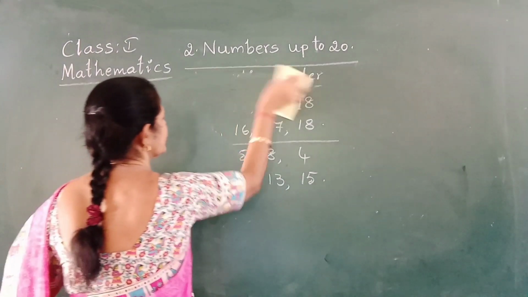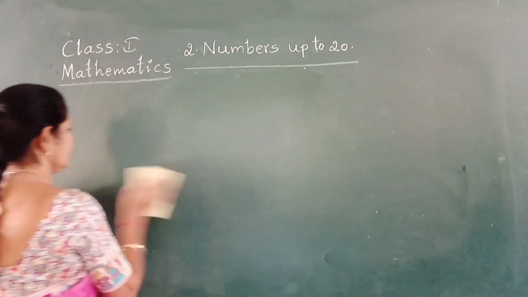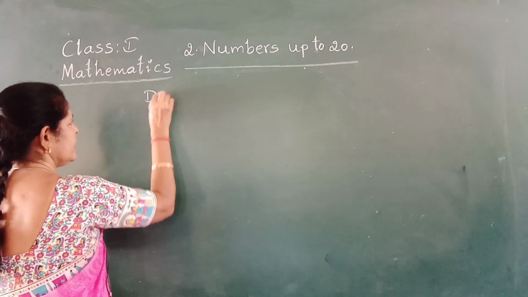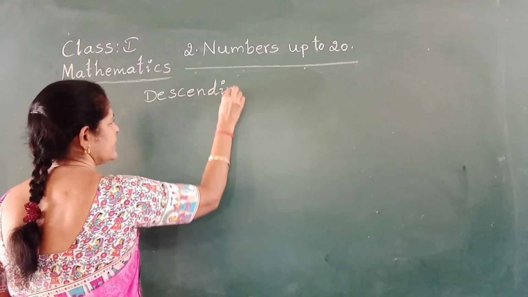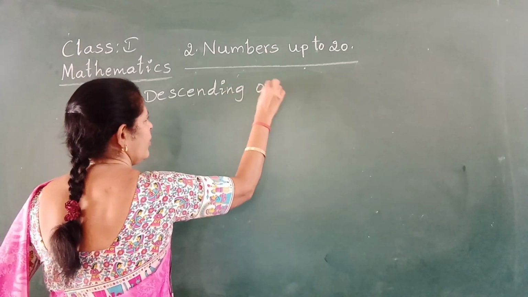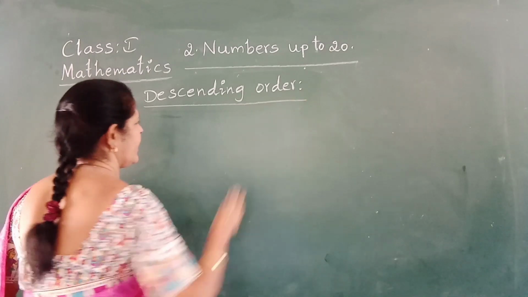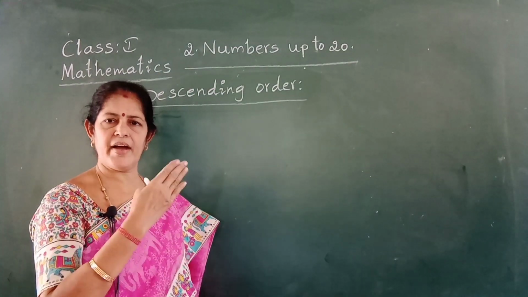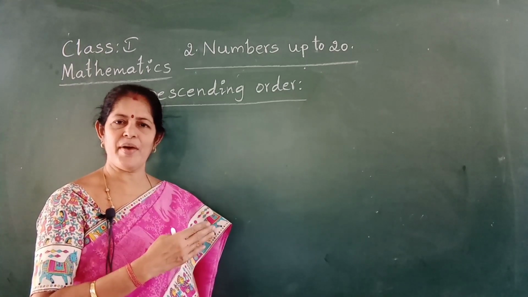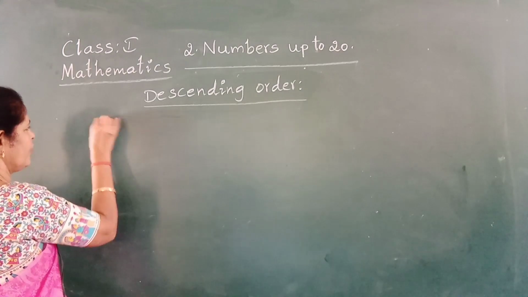Next, descending order. D-E-S-C-E-N-D-I-N-G. Descending order or decreasing order. In descending order, we are coming downwards. We arrange the numbers, very good, big number to small number. Can I give you examples? Come on. Okay.